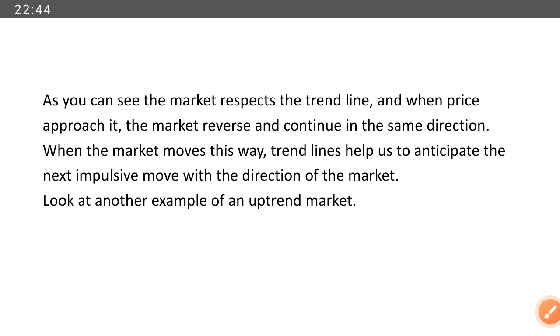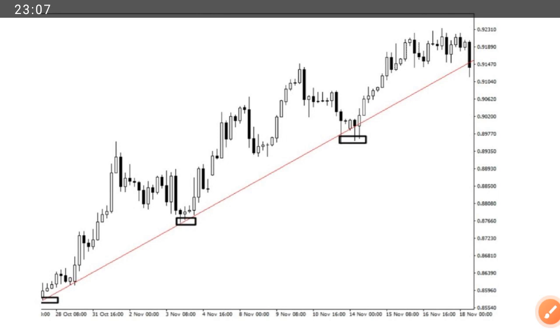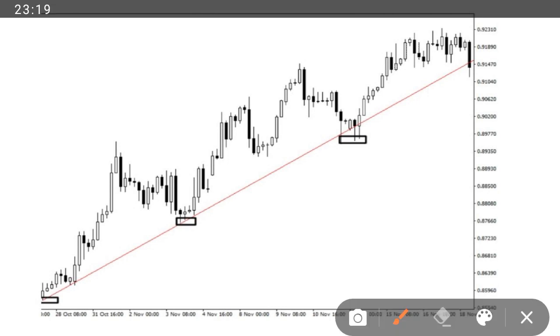When we say impulsive move, that's the main direction of the market. That's what we call impulsive. The main direction of the trend. The direction of the trend is the impulse move. Now, look at another example of an uptrend. See this. This one is going up. Why? Well, it's making higher highs and higher lows. See, look at the line. Let's assume you drew the line from here to here.